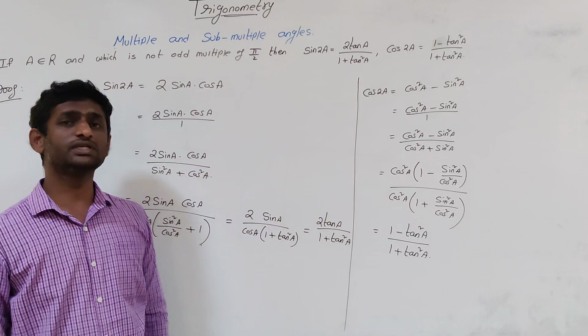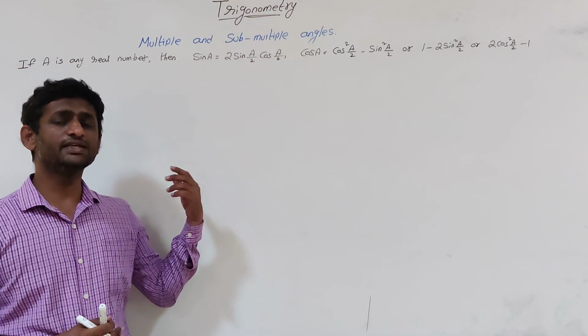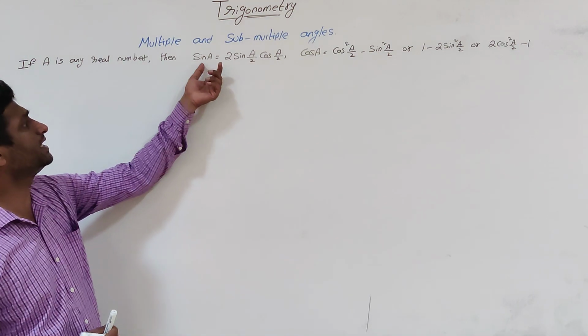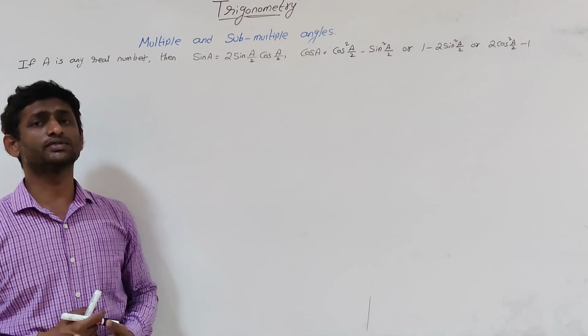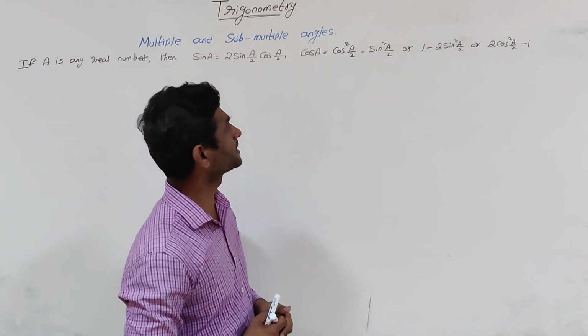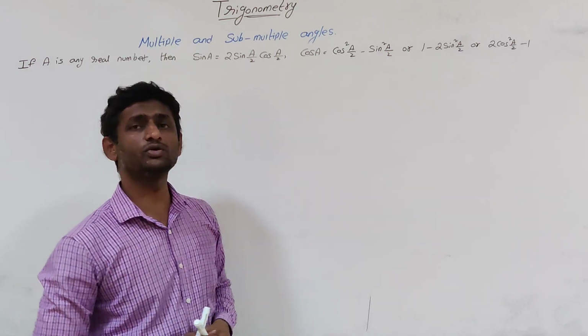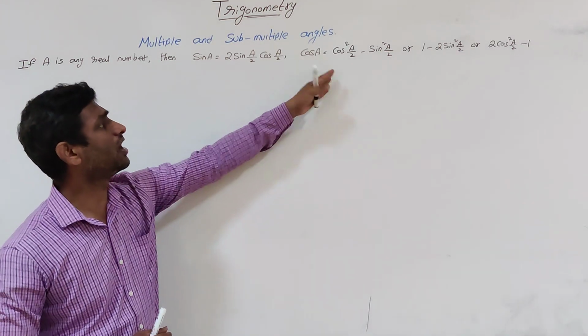Next, we'll see the submultiple angles. If A is any real number, then prove that sin A is 2 sin of A by 2 cos of A by 2. And cos A is cos square A by 2 minus sin square A by 2, or 1 minus 2 sin square A by 2, or 2 cos square A by 2 minus 1. So it is in half angle.